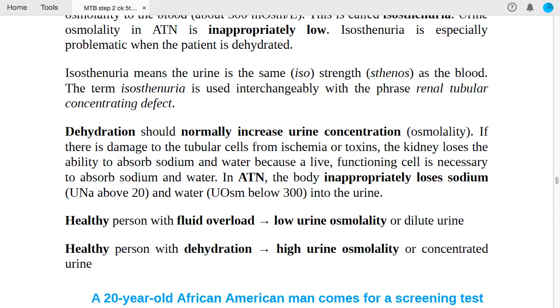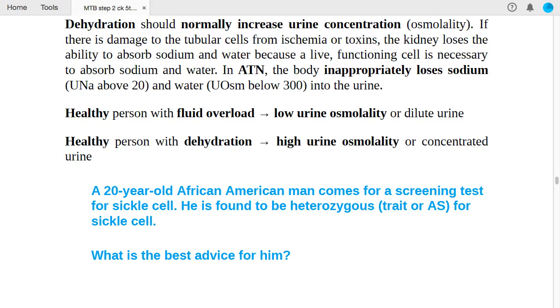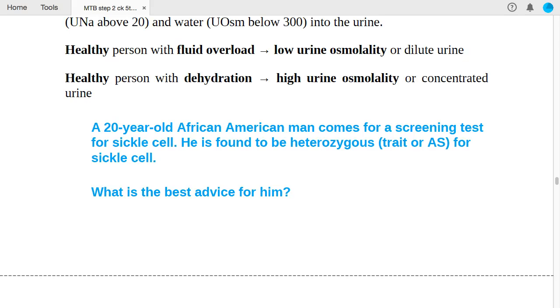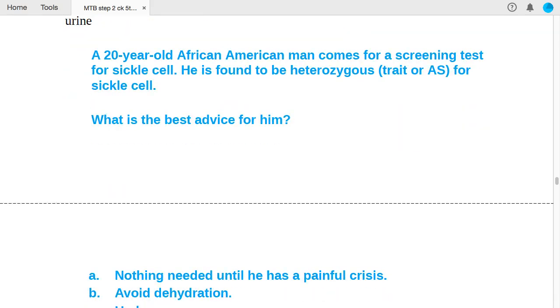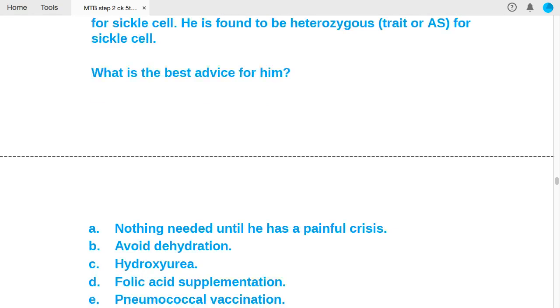Now, a 20-year-old African-American man comes for a screening test for sickle cell. He's found to be heterozygous, with sickle cell trait, or AS. What is the best advice for him? So what are we going to advise a patient who is 20 years old, of African race, and found to be heterozygous? The options are: nothing needed until he has a painful crisis; avoid dehydration; hydroxyurea; folic acid supplementation; or pneumococcal vaccination.